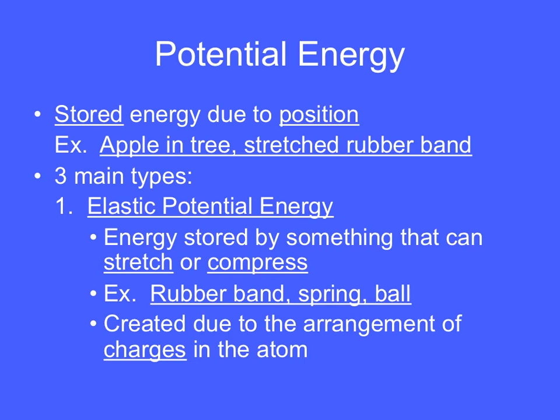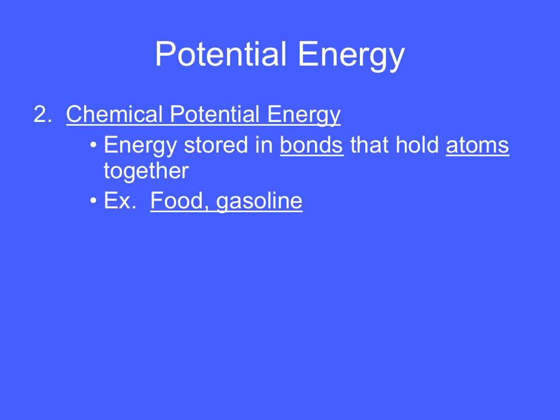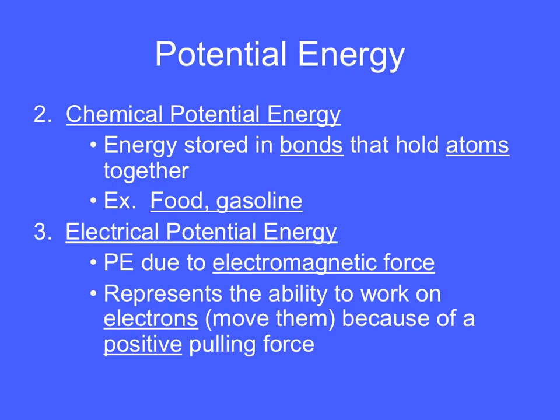Now, this elastic potential energy is a unique feature of certain objects, and it's because of the arrangement of the charges within the atoms themselves. So that's why some substances are able to bounce and others aren't. The second type of potential energy is chemical potential energy, and this is the one that we are probably most familiar with as humans, because this is the energy that is stored in bonds that holds atoms together. And we see this energy when we run chemical reactions in the lab, but also we get that from our food and in gasoline.